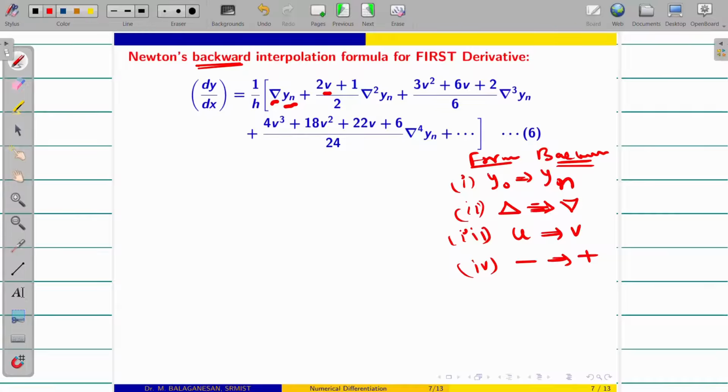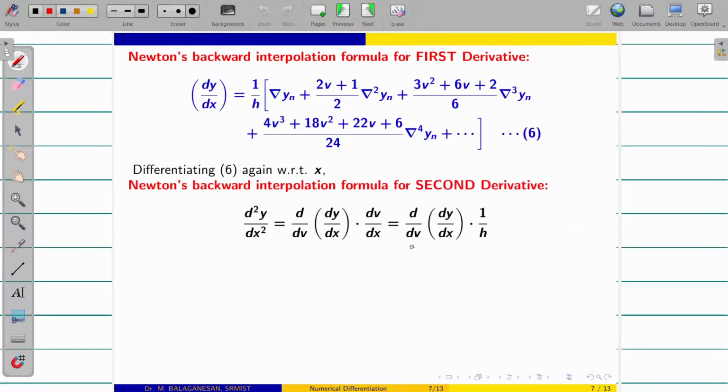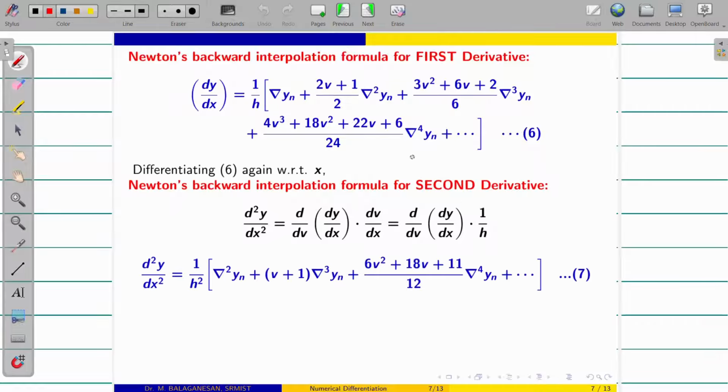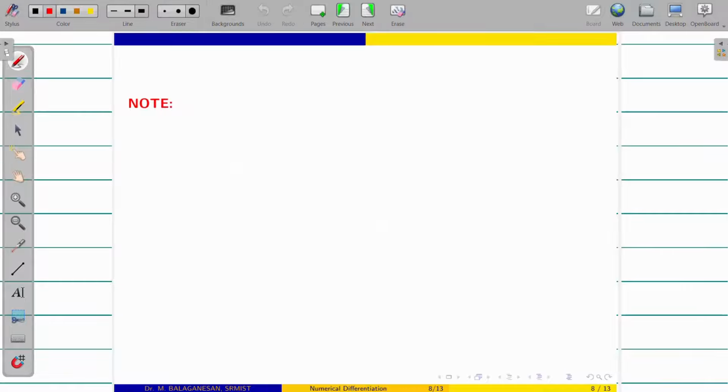That's it, guys. You don't need to memorize both formulas. If you know one formula, we can write everything. Similarly, find the second derivative. Here I derived it, you don't need to derive again. Differentiate this again with respect to v and multiply by one more 1 by h, it will be 1 by h square. Similarly, 1 by h cube will be the third derivative formula. Right.